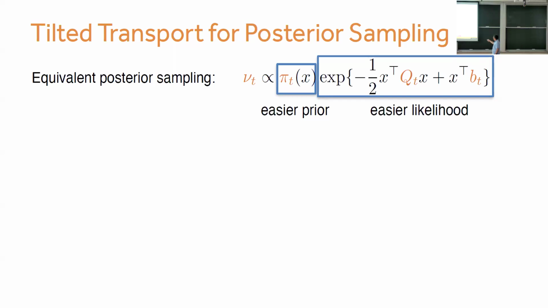And for the likelihood terms Qt and bt, remember the eigenvalues of Qt keep increasing. That means your quadratic term becomes stronger than at the original time. So the likelihood, or the measurement information, also becomes stronger. So both an easier prior and an easier likelihood contribute to easier posterior sampling. And then we can start from this new posterior sampling and run the reverse SDE to finally achieve our goal.